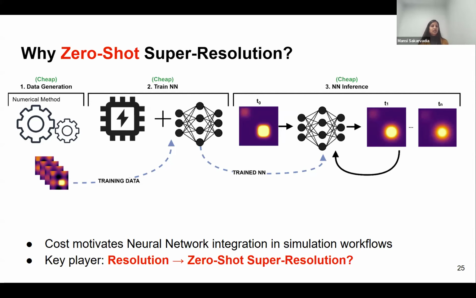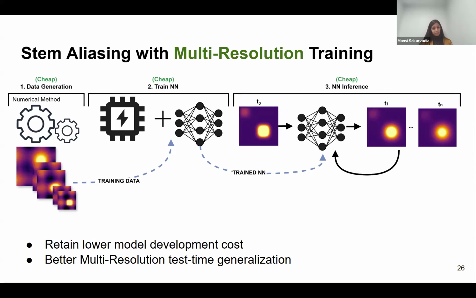We know that cost was a motivating issue in neural network integration in simulation workflows. And because of this, the cost to develop the neural network in the first place was of significant importance. We knew that toggling the resolution that the model was trained at could significantly bring down the data generation and neural network training costs. But we found that this practice results in aliasing in step 3 at inference time.